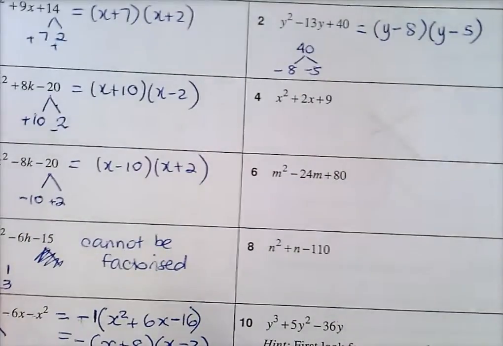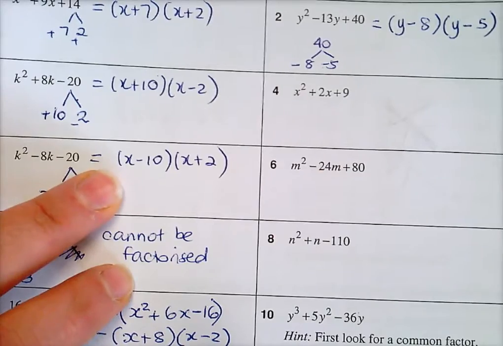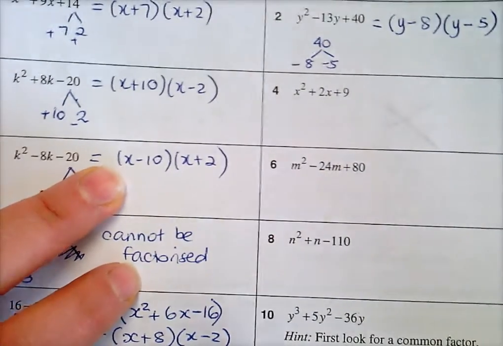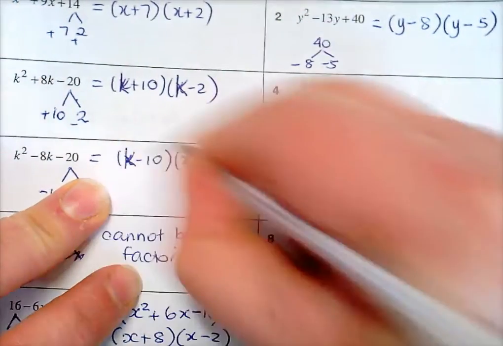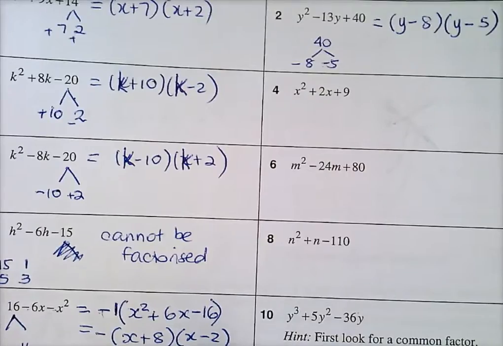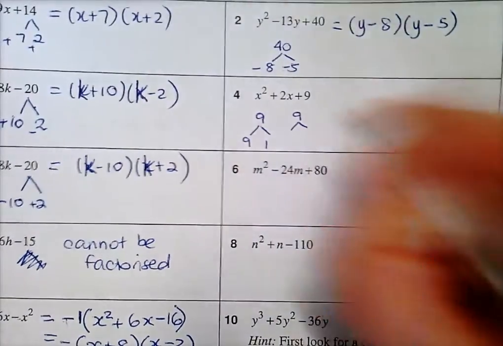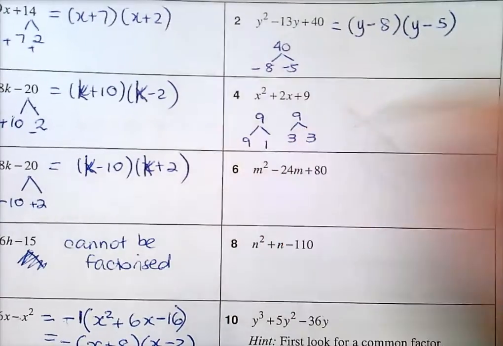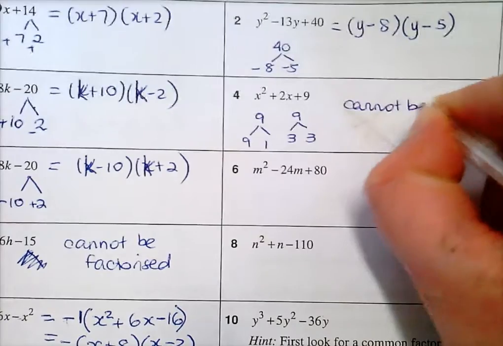What have I done wrong over here? Tell me what I've done. What have I done wrong? I put x instead of k, k, k, k. Got it? All right, next one. 1 and 5 can't give you 2. And 3 and 3 can't give you 2. Cannot be factorized.